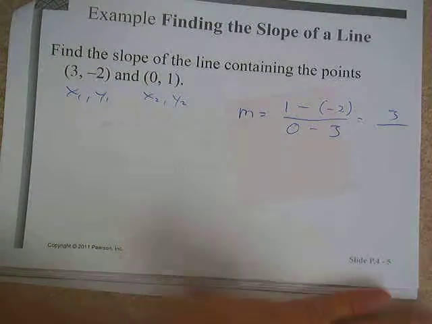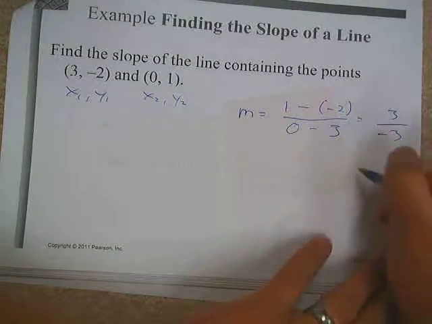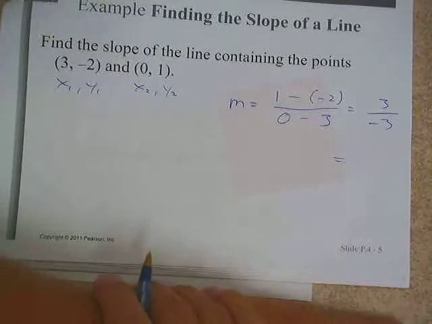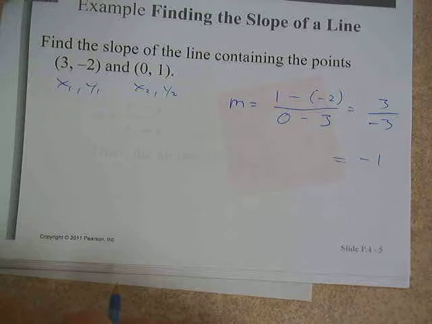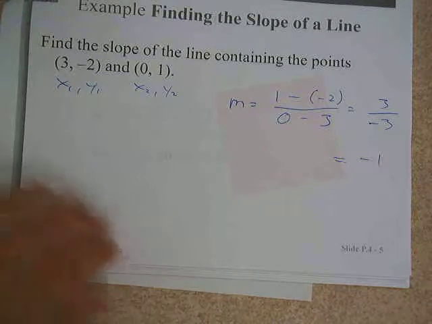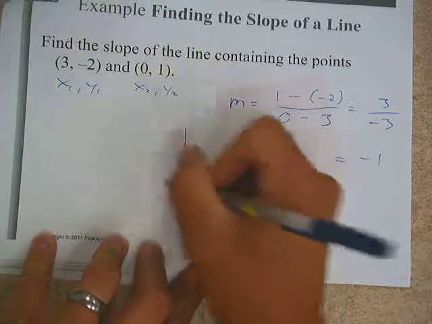Okay. So with that said, we'd have 1 minus negative 2, and minus a negative becomes a plus. So we'd have a 3 on top. 0 minus 3 is negative 3. And of course, just like any fraction, we'll reduce it. In this particular case, it turns out to be a whole number, negative 1.